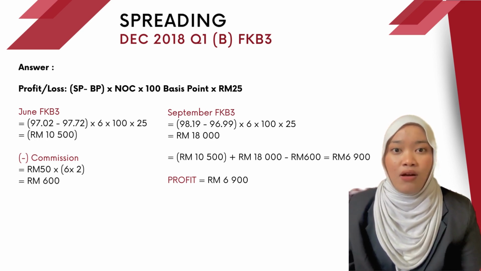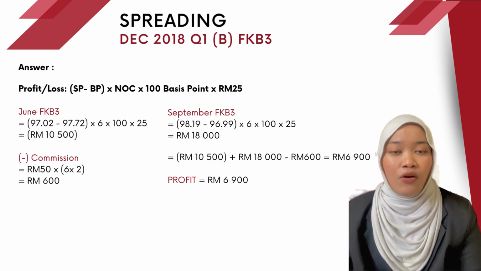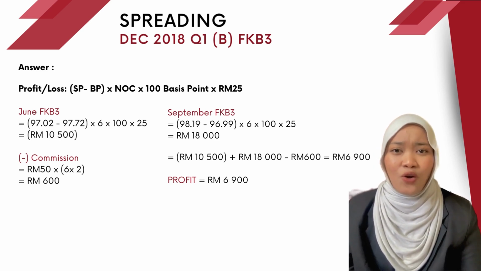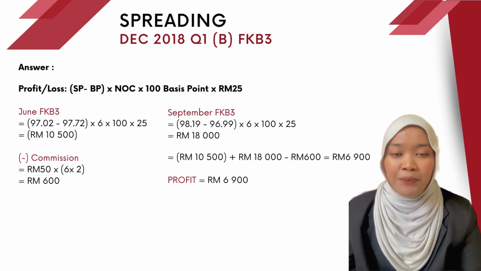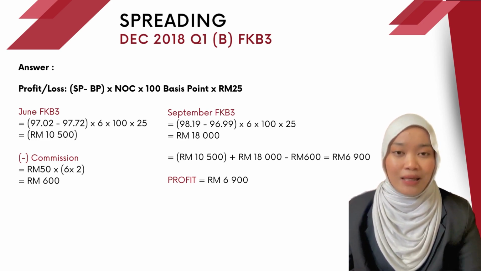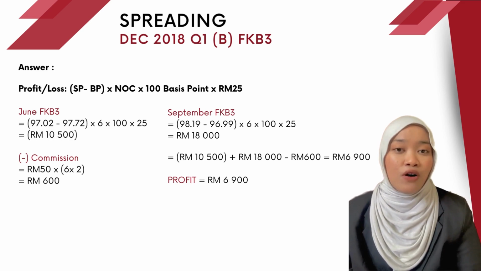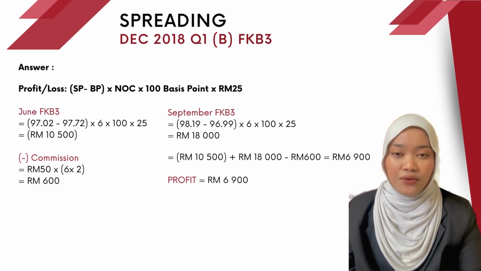Why are there 6 lots? Because it is stated in the question. And why 2 contracts? Because there are 2 contracts involved in this question, which are June FKB3 and September FKB3. Therefore, the total commission is 600 ringgit.